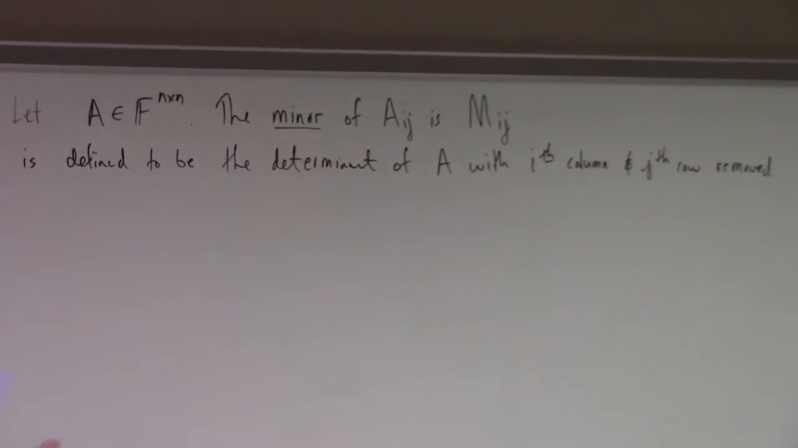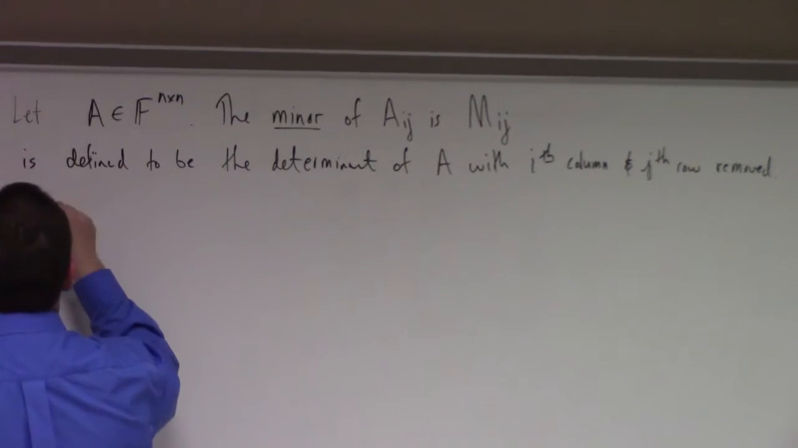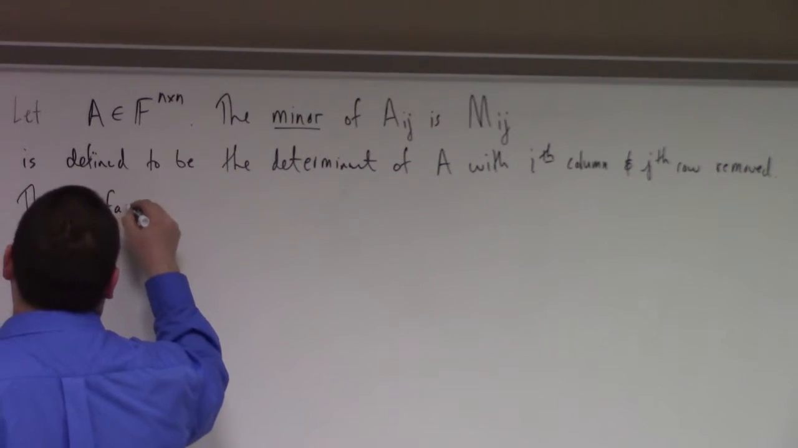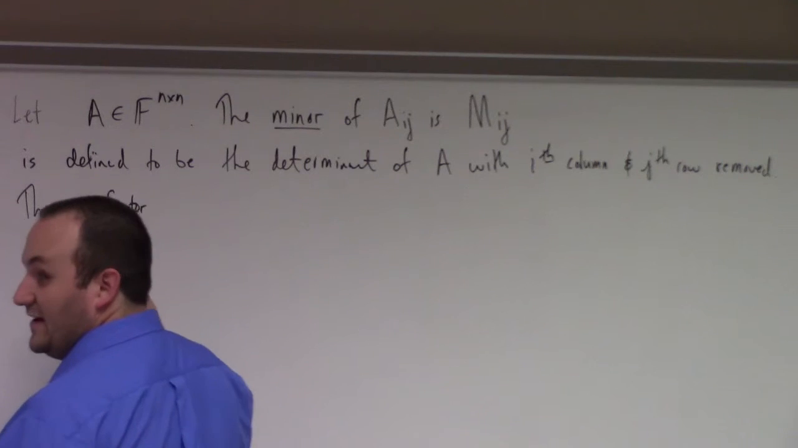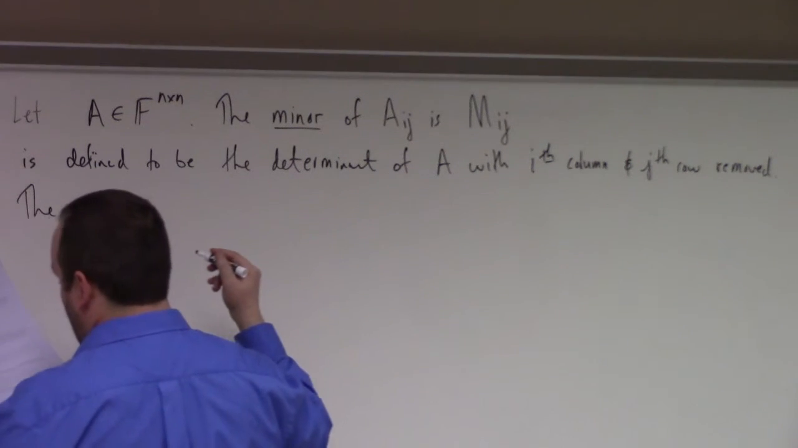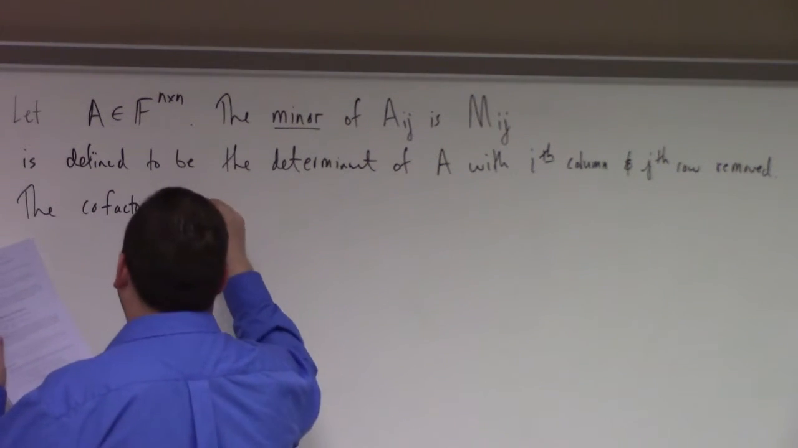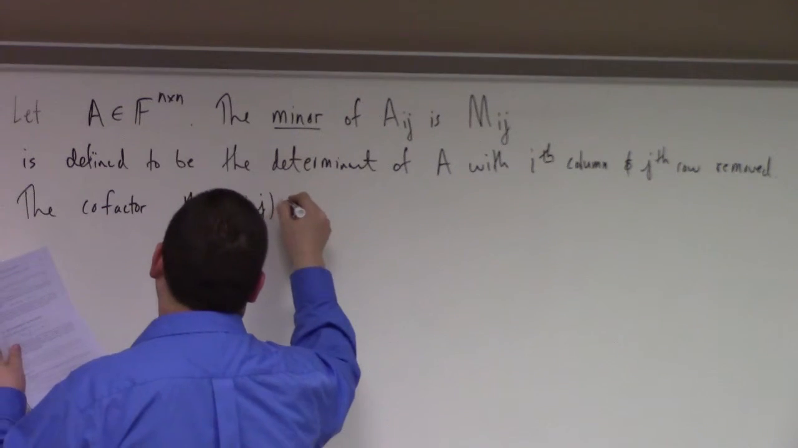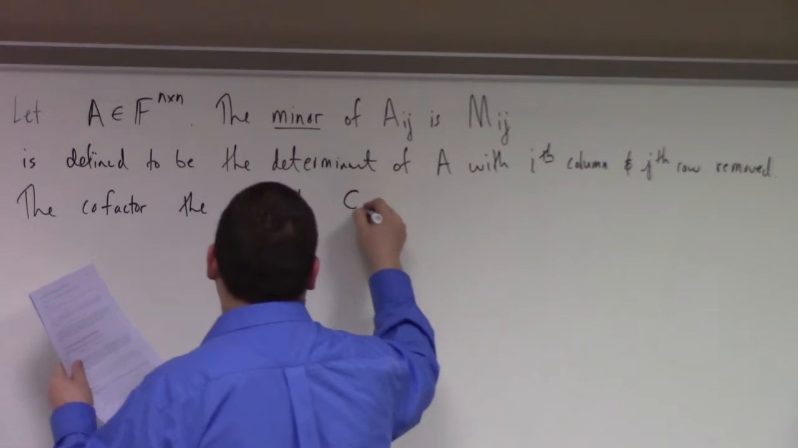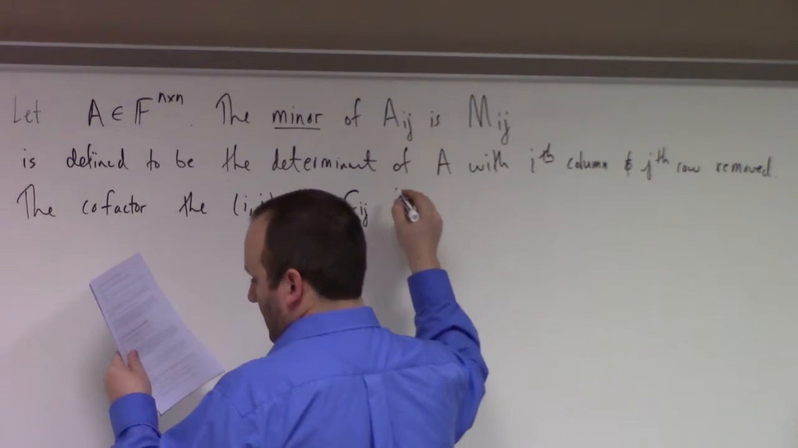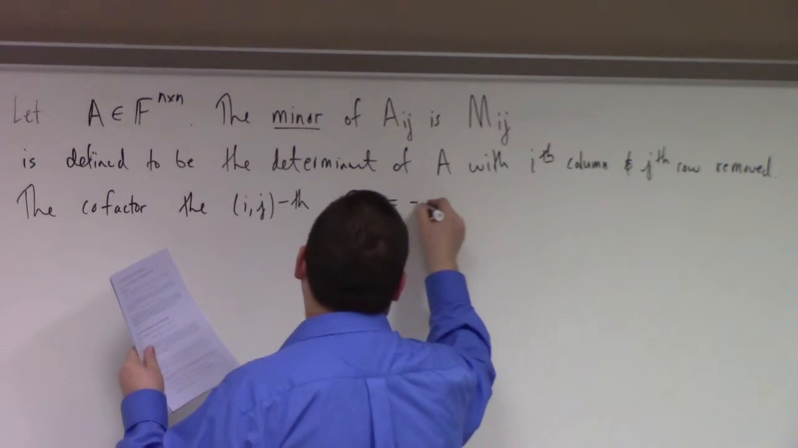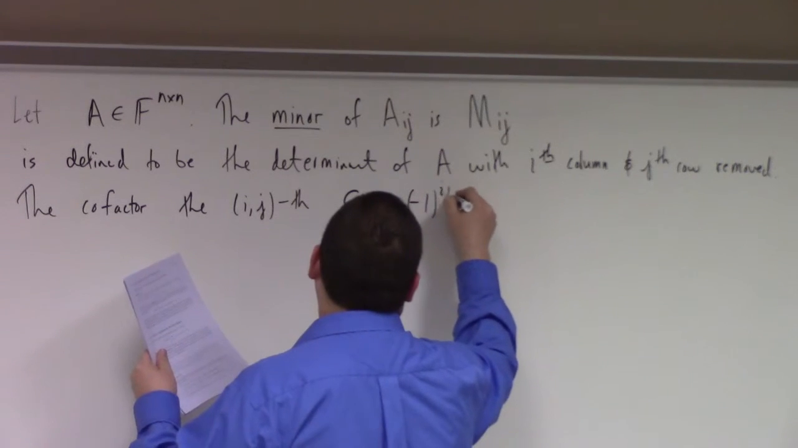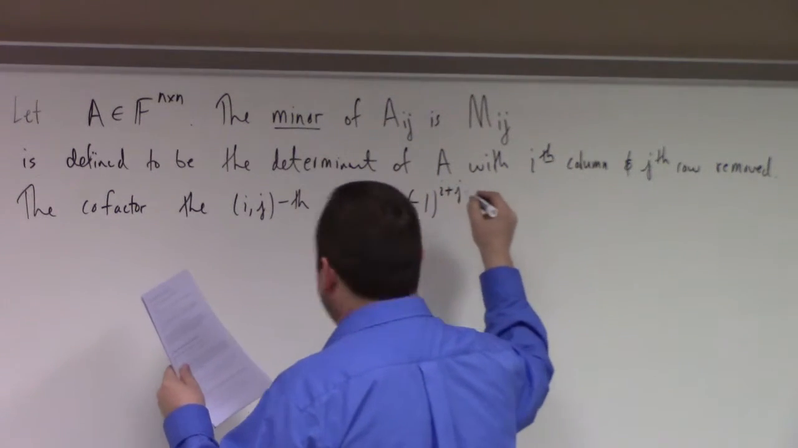That's the minor. I also need to define the cofactor. The cofactor, very closely related, but there's a sign that's thrown in. The ijth cofactor in particular, let's call it Cij, is defined to be (-1)^(i+j) Mij.